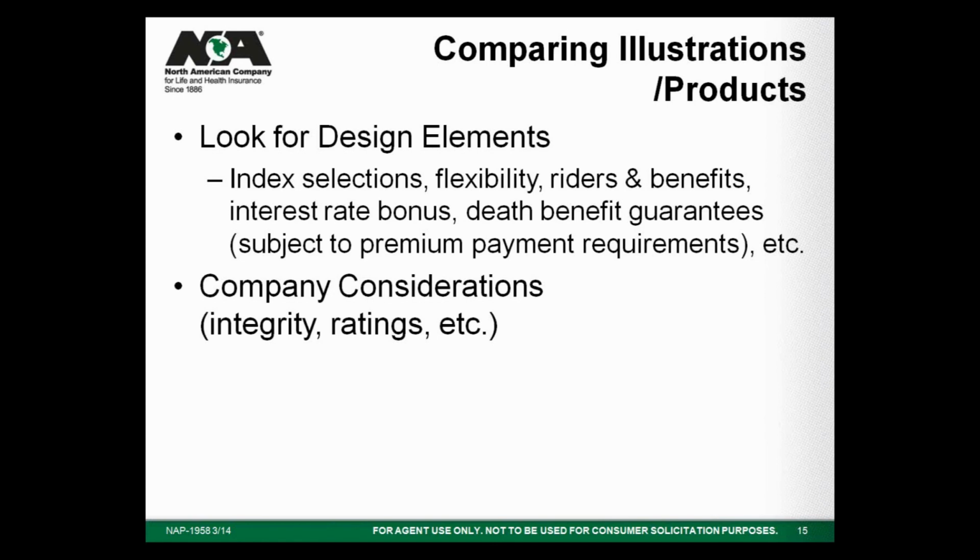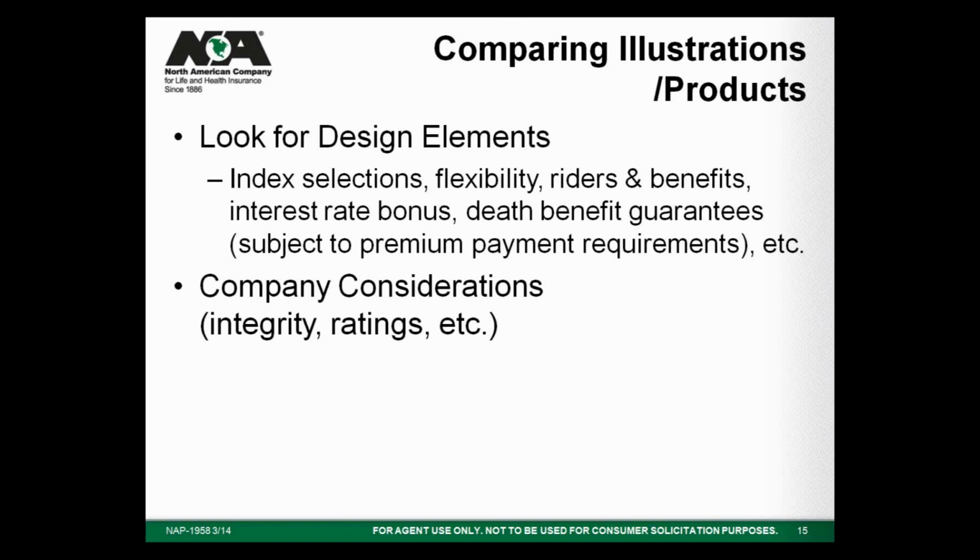And you want to look for design elements such as index selections, flexibility, riders and benefits, interest rate bonuses, death benefit guarantees, etc. With North American, we have 13 different index selections on our Builder IUL. Obviously, there's a lot of flexibility in most ULs and IULs. For riders and benefits, our chronic, critical and terminal is on our Builder and our Guaranteed Builder. The chronic and terminal is on our Rapid Builder.